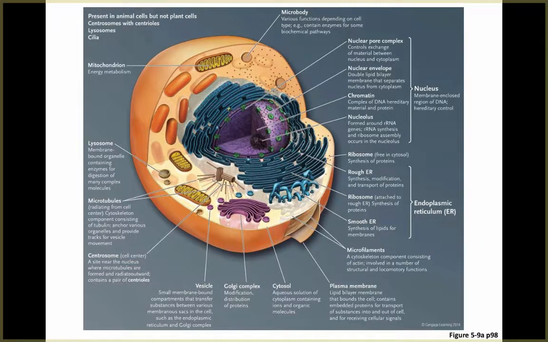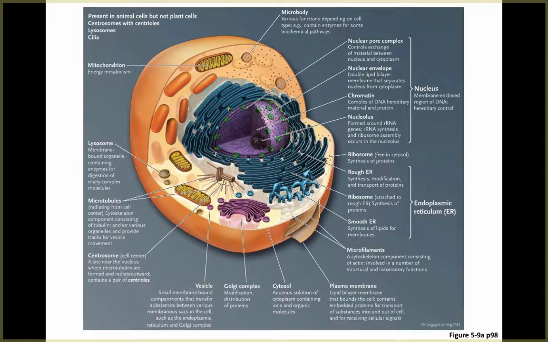Now, right next to it, that ends up looking smooth, is the smooth endoplasmic reticulum. That helps to essentially make lipids. You can see here is the plasma membrane on the outside, and right underneath that, that help with structure are the microfilaments.